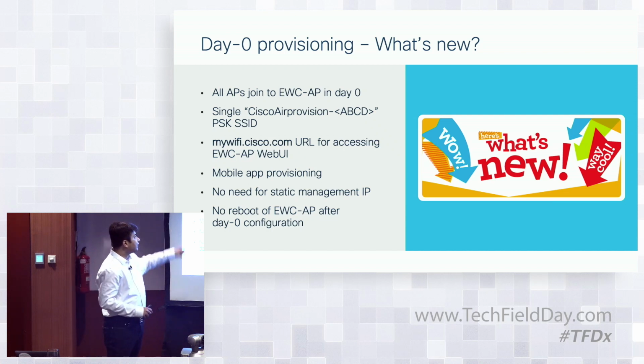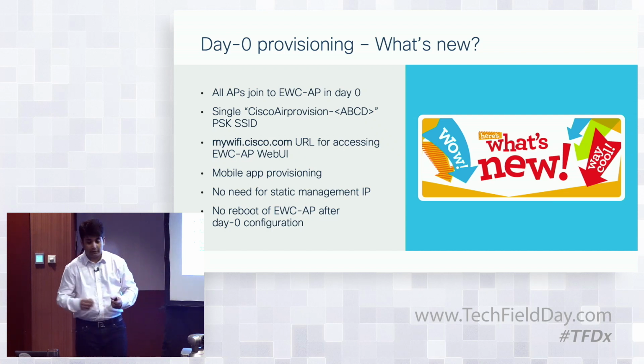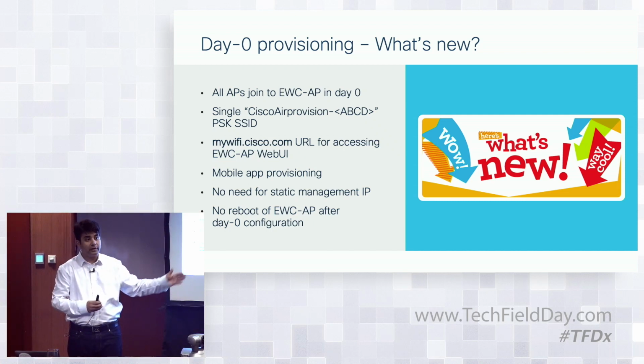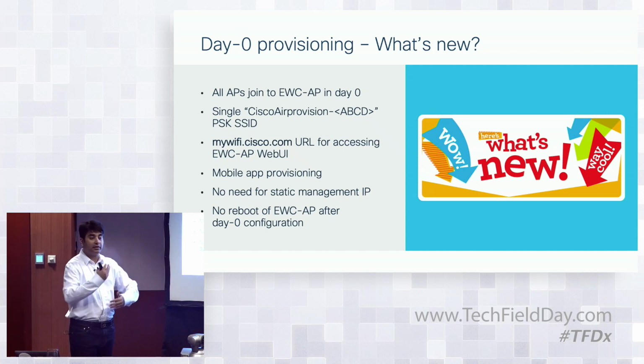Or I can use the mywifi.cisco.com URL. When I log into this URL from my laptop, I directly get the day zero web UI wizard and I can configure the day zero. Simple 4 steps and the network will be up and running: the SSID that you want, the VLAN that you want those SSIDs to be on.